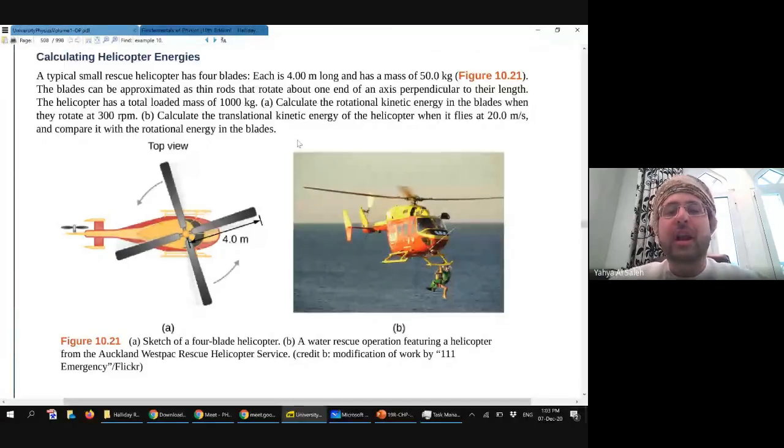The helicopter has a total loaded mass of 1,000 kilograms. Calculate the rotational kinetic energy in the blades when they rotate at 300 RPM. And then calculate the translational kinetic energy of the helicopter when it flies at 20 meters per second in a straight line, and compare it with the rotational energy in the blades. So let's take a look.